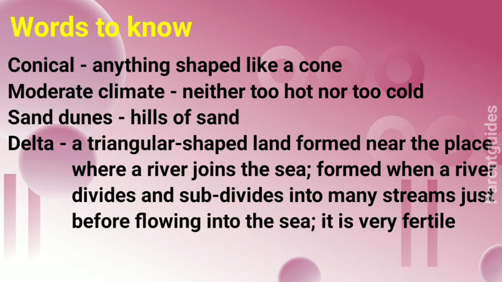Words to know. Conical: anything shaped like a cone. Moderate climate: neither too hot nor too cold. Sand dunes: hills of sand. Delta: a triangular shaped land formed near the place where a river joins the sea. Formed when a river divides and subdivides into many streams just before flowing into the sea. It is very fertile.